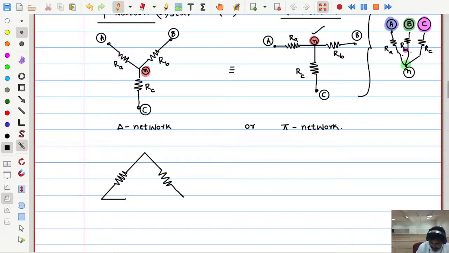The resistors may be connected in this way also. Between three nodes, let us say A, B, C, three elements may be connected: this is RA, this is RB, this is RC. The A side opposite, this is the trick which we usually adopt. The A side opposite I will consider as RA, the B side opposite is RB, the C side opposite is RC.